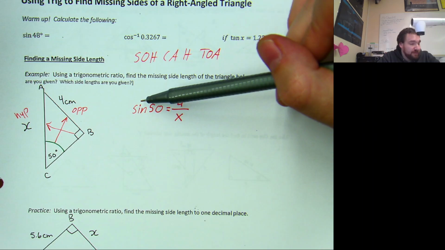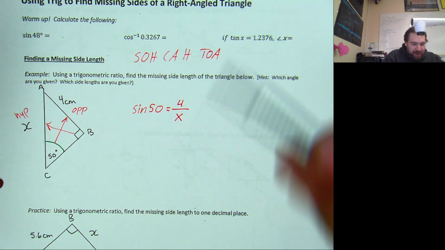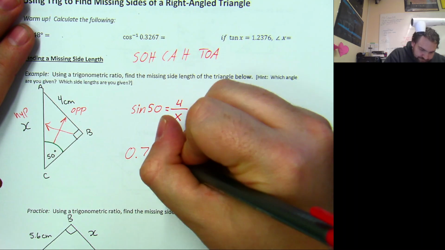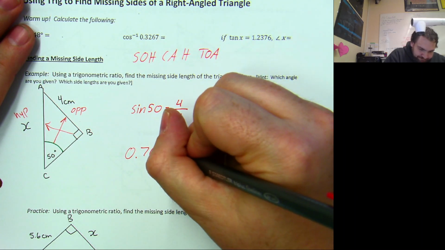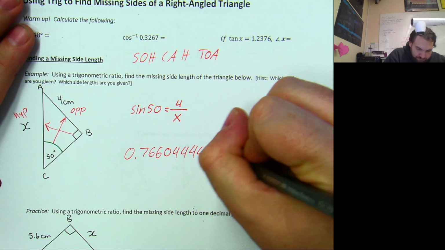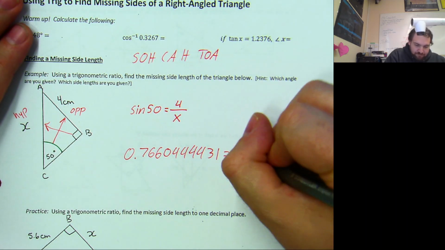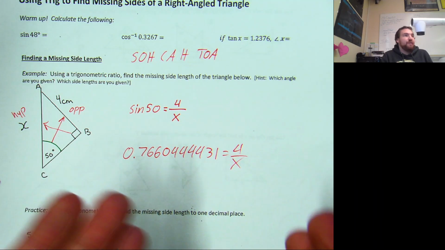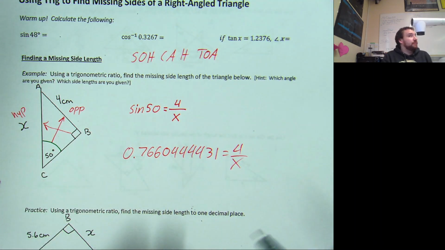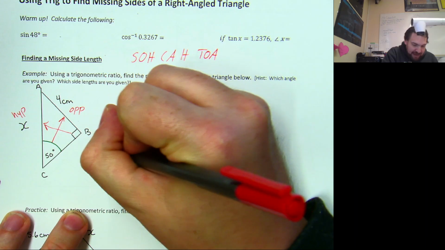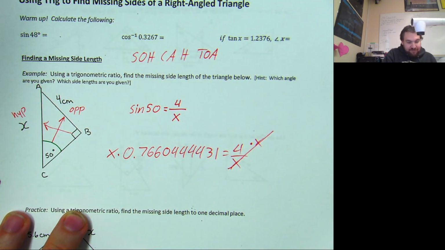Okay, so sine 50. You could. If you did, Carolyn, what would you get? 0.766044431. And now we see that this thing is just a number. So to solve for x, what am I going to do? Multiply both sides by x, and then divide by 0.766044431.